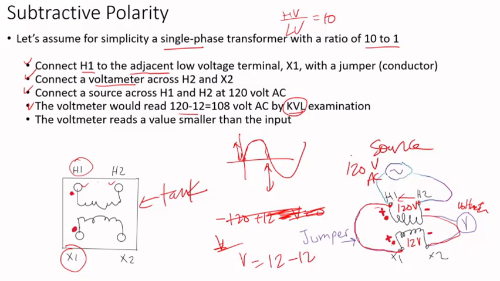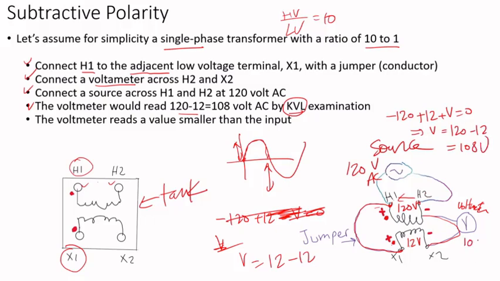And actually, if you do KVL, so if you start from H2 to H1, so that's negative 120, then here it's positive, you're going from positive to negative, so plus 12 plus V equals 0. That means V equals 120 minus 12, which is 108 volts.